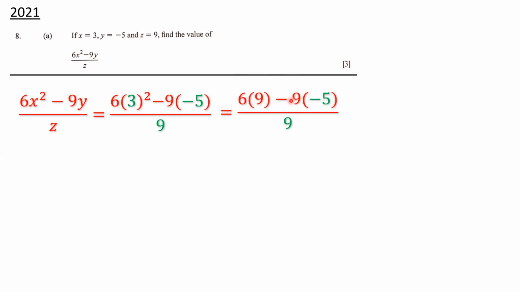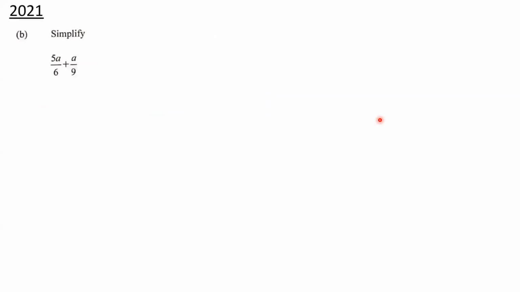6 times 9 minus 9 times 5, which is going to be equal to 99. If you put it all inside a calculator, all over 9, right? So 99 divided by 9 is definitely going to be 11. And so our answer to this question is going to be 11. Moving on to the next question.